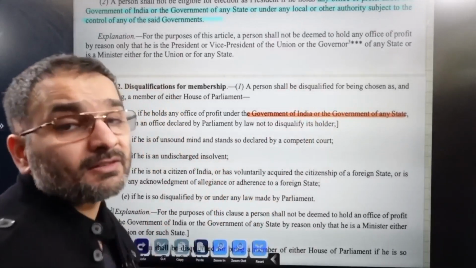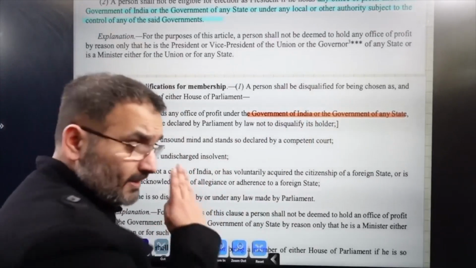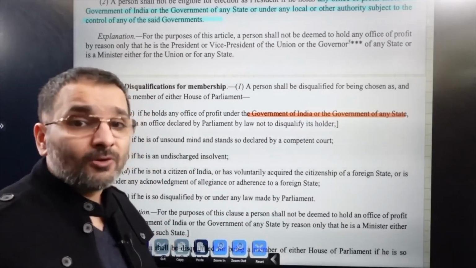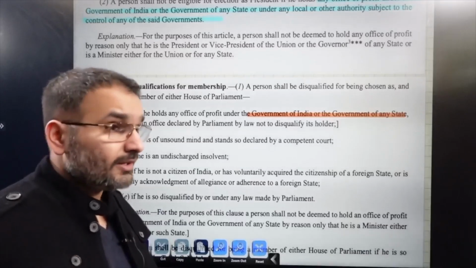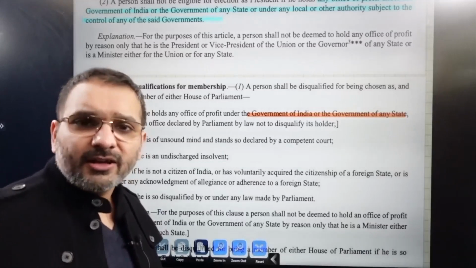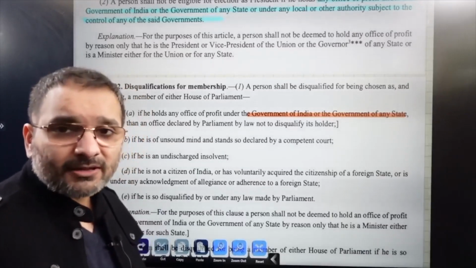Why? Because the president is a very dignified post. So a lot of offices of profit, even under the local authority, are covered, because otherwise it looks very bad. People of India will never accept it if someone says, oh, who is this, he was running a bulldozer there the other day, right?